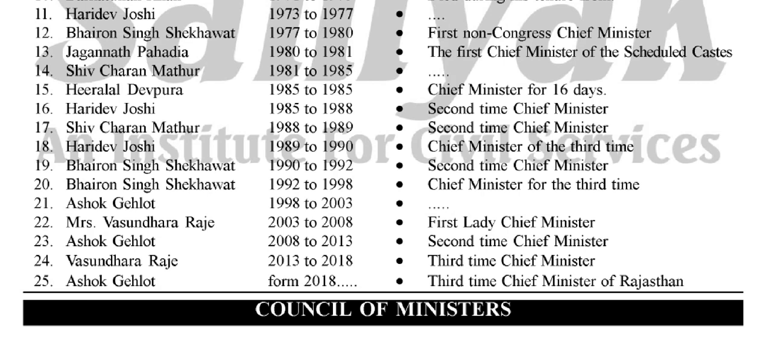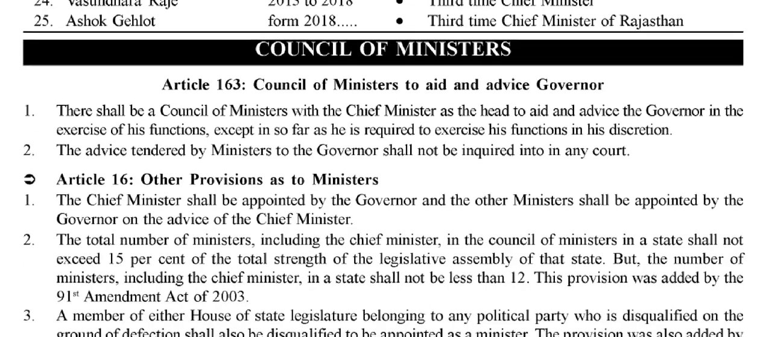Bhairon Singh Shekhawat, then again Bhairon Singh Shekhawat, between 1990 and 1998. During this period, he was Chief Minister for the second and third time. Ashok Gehlot, 1998 to 2003. Ms. Vasundhara Raje, 2003 to 2008, first woman Chief Minister. Then Ashok Gehlot, 2008 to 2013, second time Chief Minister. Then Vasundhara Raje, 2013 to 2018, second time Chief Minister. Then Ashok Gehlot, from 2018 till now, third time Chief Minister of Rajasthan.